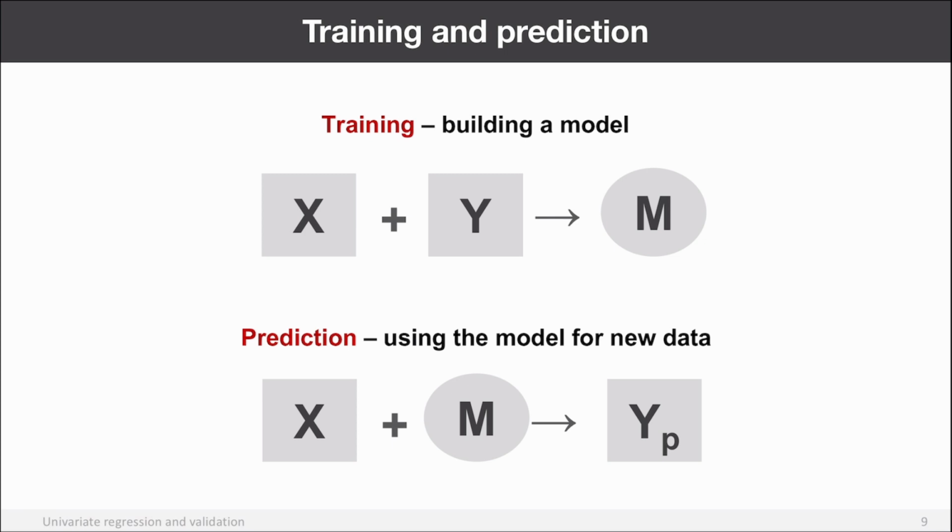Now, this is a schematic illustration of these two processes. For training, you need a training set. You need a set of x and y variables with known values. And then you use this set to make a model, to train, to fit, to calibrate the model. And then when you have the model, you measure only x, you don't need y in this case, and then you use the model to predict y. So that's the prediction, and this is the training.